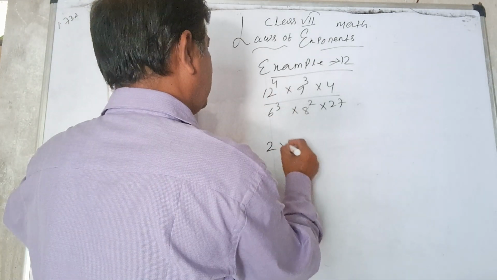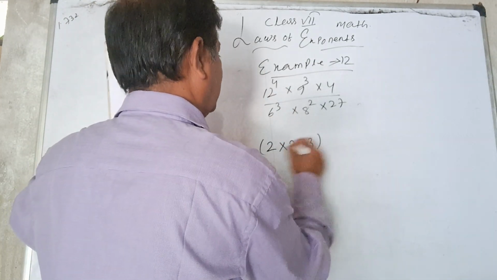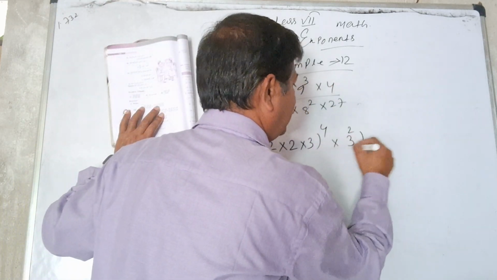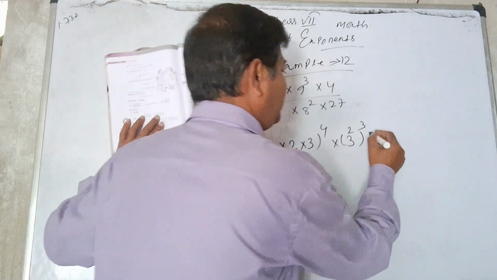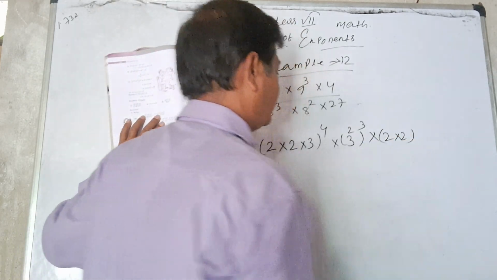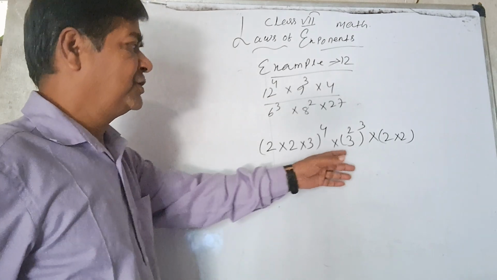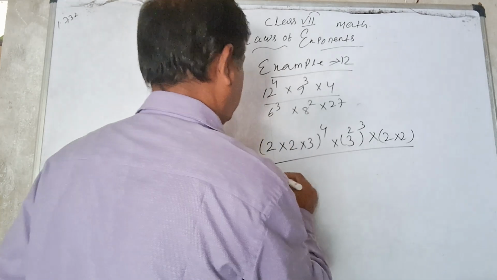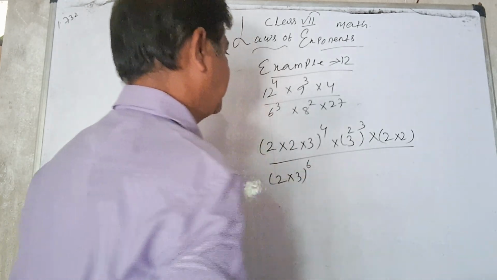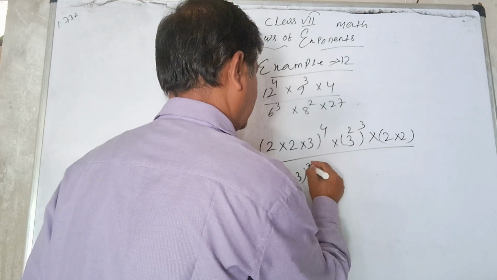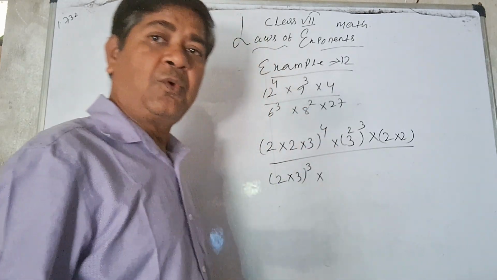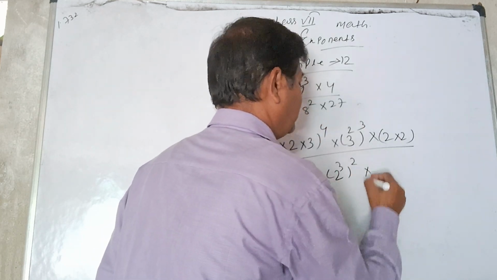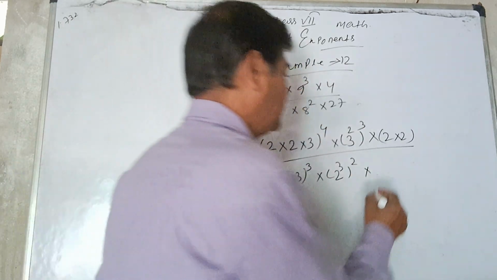12 is 2 into 2 into 3, whole to the power 4. Similarly, 9 is 3 square, whole to the power 3. Similarly, 4 is 2 into 2. 9 is 3 to the power 2, 3 into 3. Similarly, divided by 6, which is 2 into 3, whole to the power 6, 3 into 8, which is 2 into 2 into 2, 2 to the power 3, whole to the power 2, into 27, which is 3 into 3 into 3, 3 to the power 3.